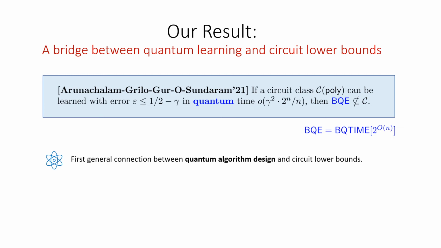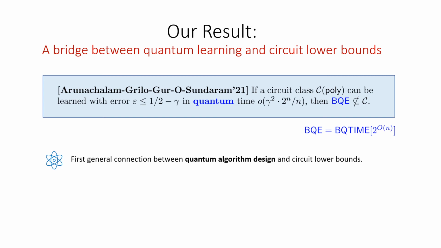Fix any circuit class C of polynomial size circuits. We show that if there's a quantum learning algorithm for C that runs in time slightly less than 2 to the n and learns functions in C with error slightly less than 1/2, then there's a problem that you can solve uniformly in quantum exponential time, but that does not have circuits from C of polynomial size.